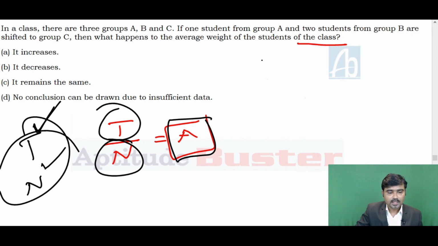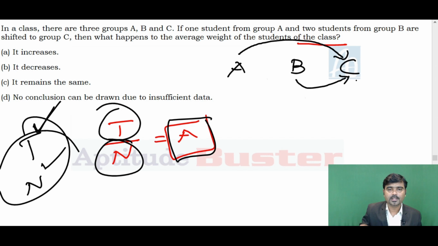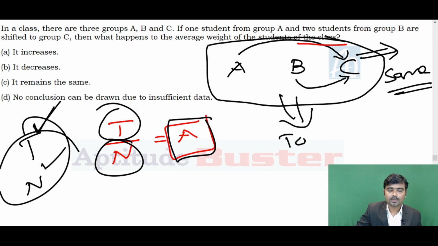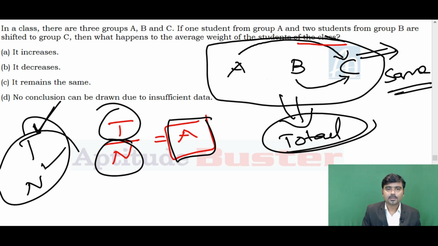Now we will check it. A, B, C, 3 groups, right? One student from A to C. Next, 2 students from B to C. Now what's the total number of students in the class? Same as previous. What's the total weight of the students? Total weight, that is also the same. So there is no change in the total and no change in the number of students. So there is no change in the average. The answer is it remains the same.